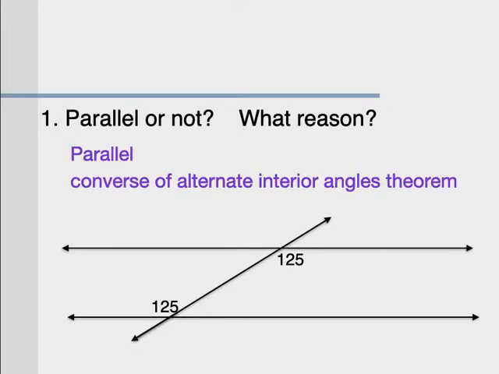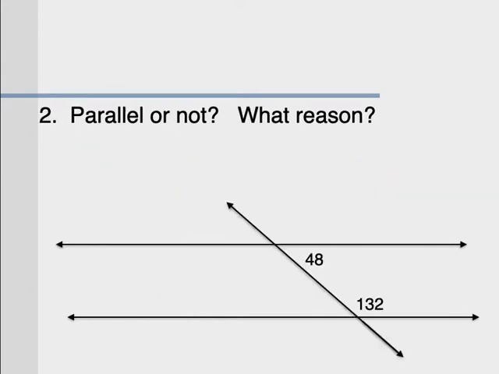If you said yes, they're parallel, and your reason was converse of alternate interior angles theorem, well done. Remember, the converse versions are what you use to prove lines parallel. And these are alternate interior angles: opposite or alternate sides of the transversal, and interior, between the two lines. Try question 2.